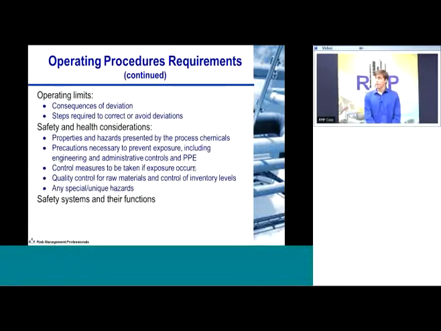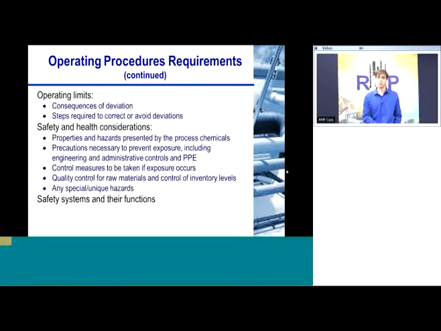So again, your operating procedures must also address operating limits. And this is going back to that point about maintaining the process within its design intent. As part of those operating limits, you should have consequences of deviation and steps required to correct or avoid those deviations. So if an operator is running a process and maybe there's a tank and he sees high level in that tank, he should know what to do. What are the possible causes of high level? If there's a need for alarm, and the ways to bring the level back down into its safe operating limits.